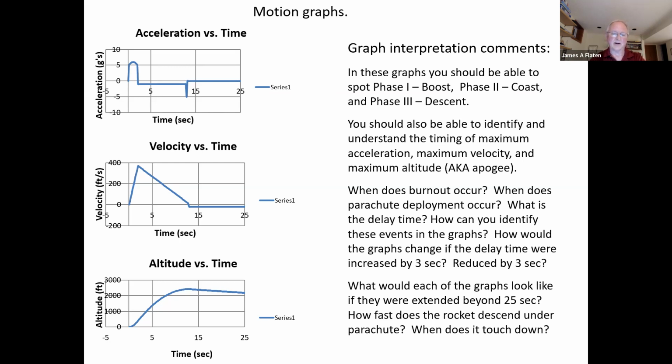So by looking at these graphs, you should be able to check when does burnout occur, when does parachute deployment occur, what would happen if you were to change something like increase the delay of the parachute deployment by some number of seconds, maybe not have it come out at apogee.